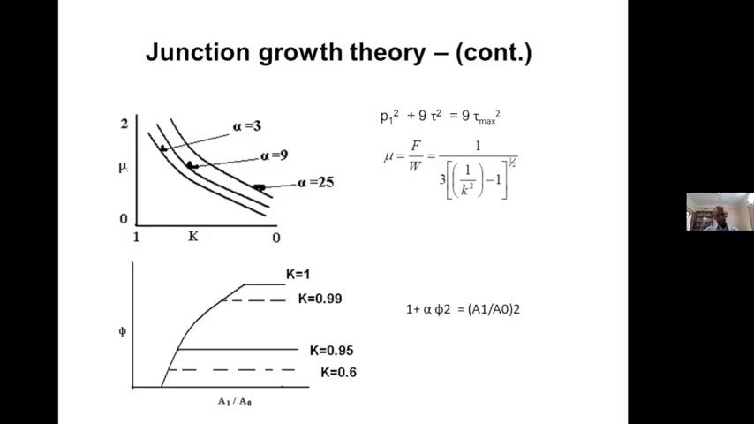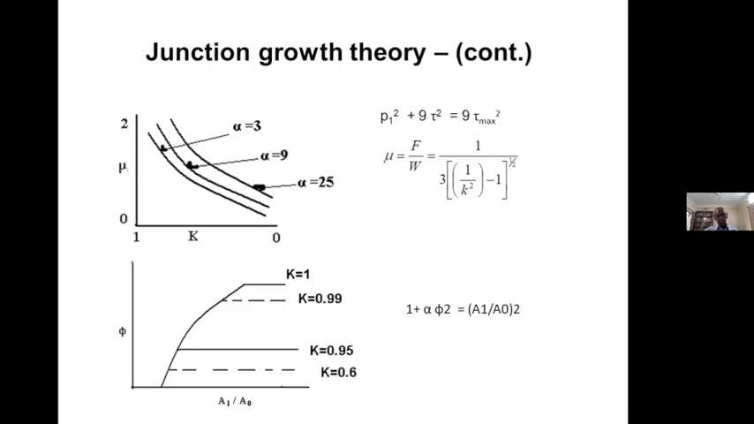Similarly, we can plot phi against A1 by A0, which we have done before, and we'll see that it increases with K1 and decreases with the value of K. And these two give us the summary of our junction growth theory. The summary is very simple.